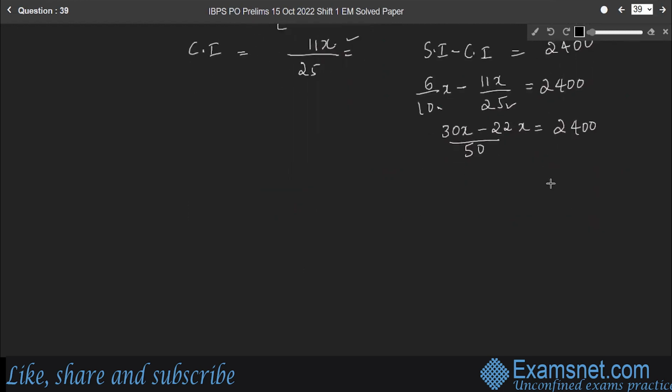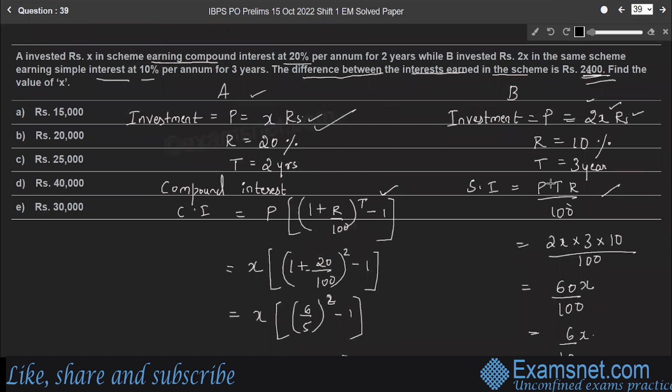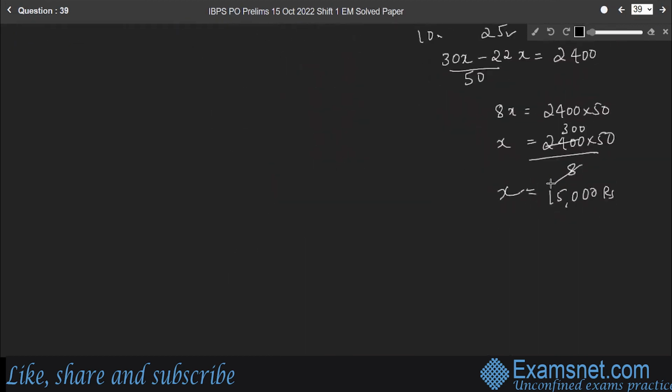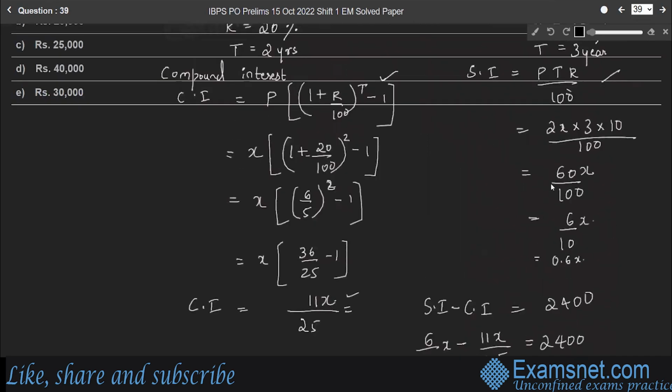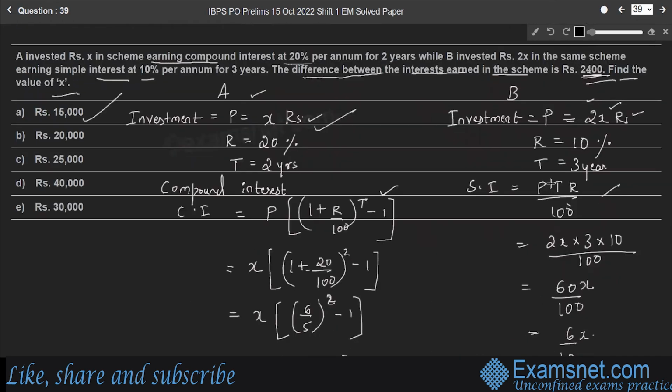Now 8x is equal to 2400 into 50. Therefore, x is equal to 2400 into 50 divided by 8. So it is 300 into 50. So 15,000 rupees. So what is x here? So investment of A. So here the question is find the value of x. So value of x is 15,000 rupees. Therefore, option A is the right answer.